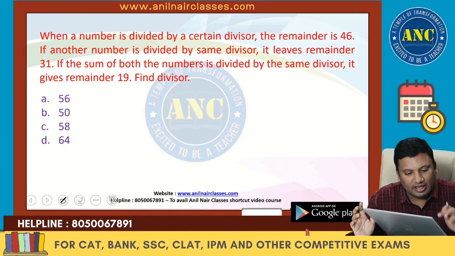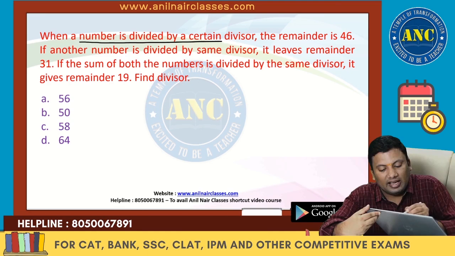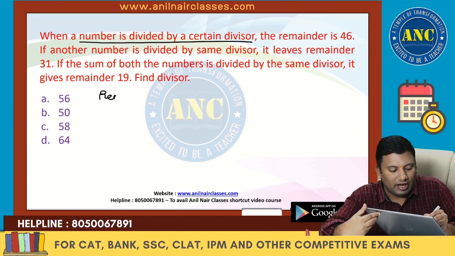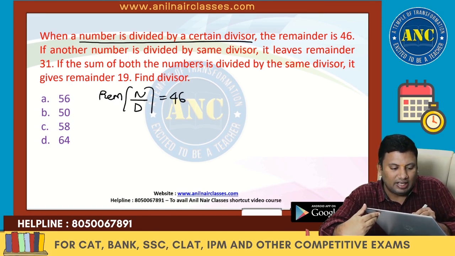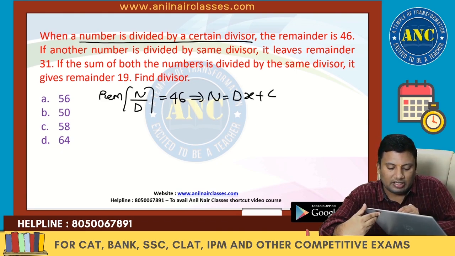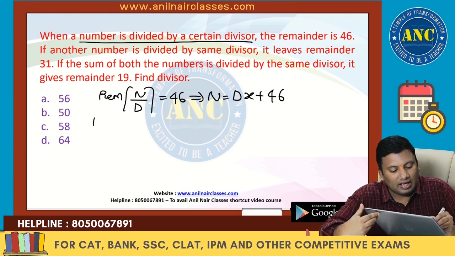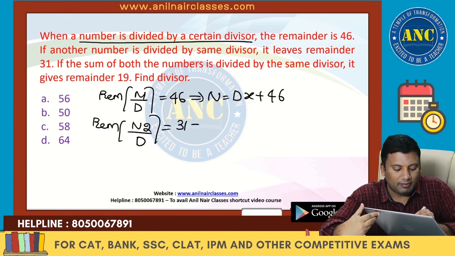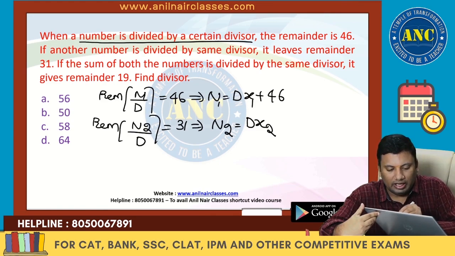Next question, please read the question. When a number is divided by a certain divisor, the remainder is 46. That means n1 is nothing but d x1 plus 46. If another number, let me call it n2, is divided by the same divisor, it leaves a remainder 31. So n2 is nothing but d x2 plus 31. I hope it is clear.